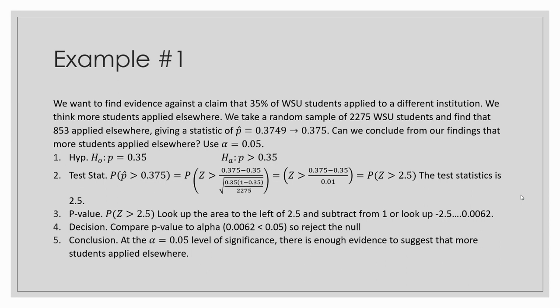It's significant. So the conclusion here is at the alpha is 0.05 level of significance, there is evidence to suggest that more students applied elsewhere. Okay, that's important. So you'll notice the conclusion always has this structure: at the alpha is equal 0.05 level of significance, there is or there isn't enough evidence. In this case, there is, because we rejected the null and we put in what the context is. And this context is that more students applied elsewhere.